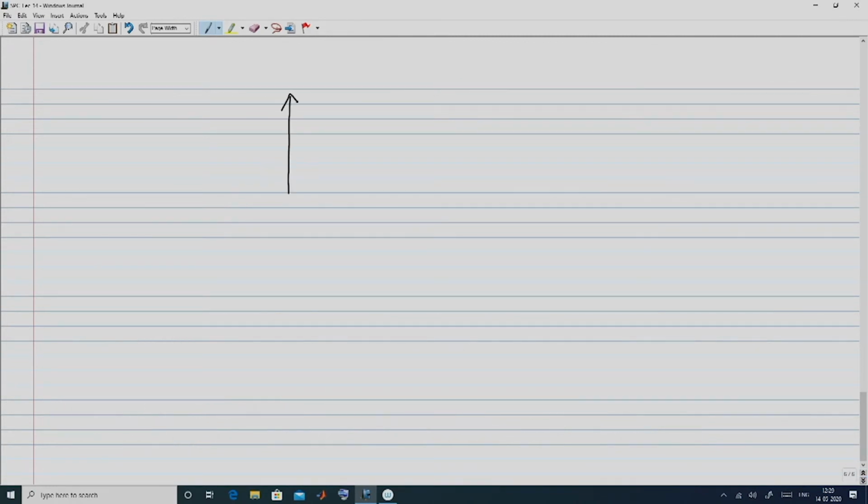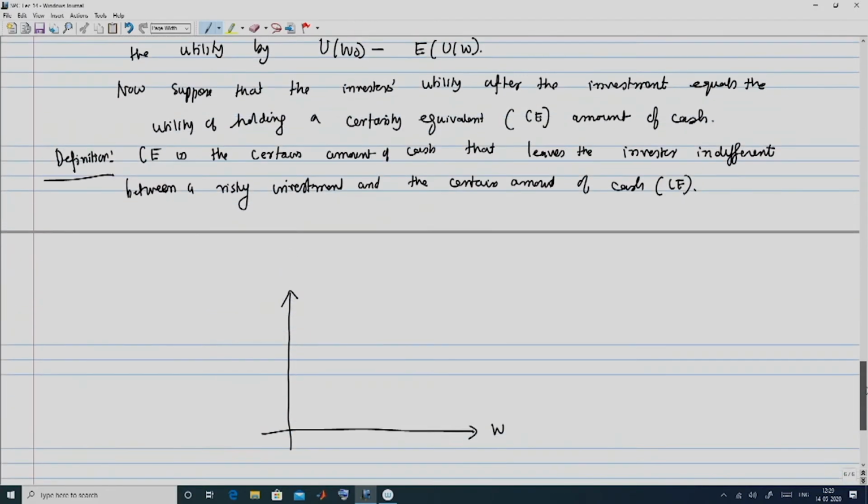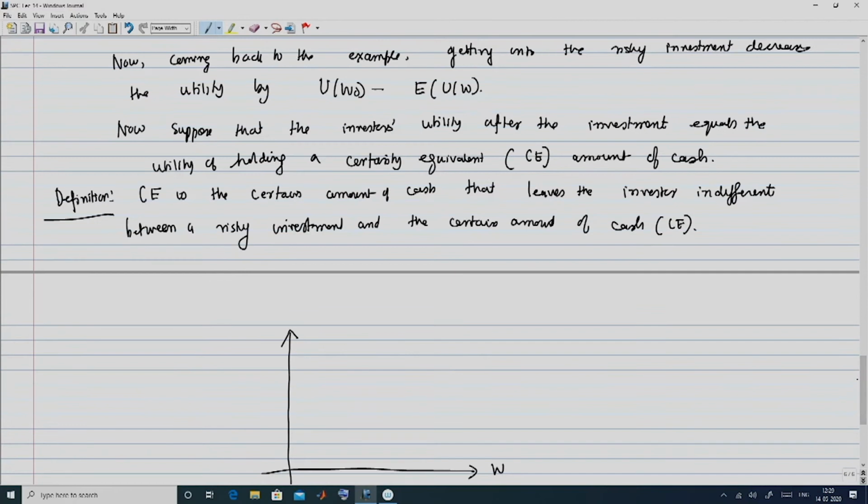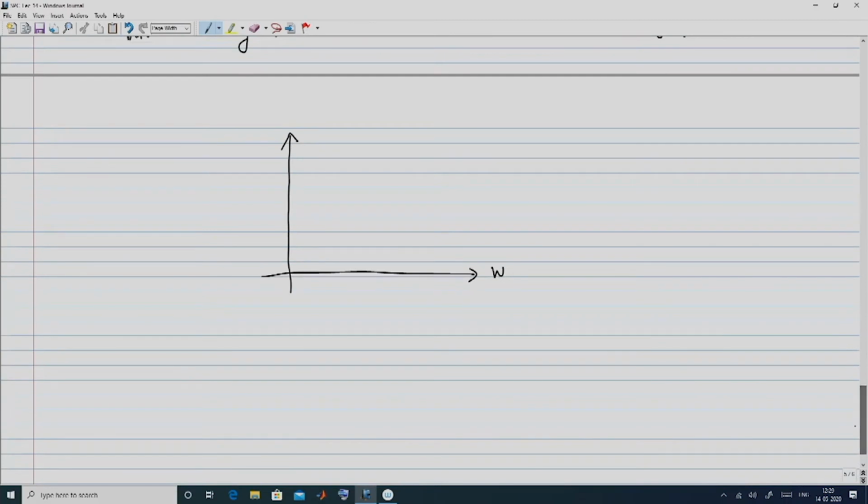So, we will revisit the graphical interpretation of this. So, you have W, and I just want to add one more thing. Here this means that you will have E of U W is equal to U of C E. Okay, so this gives the definition of certainty equivalent. So, let us look at the graph again.